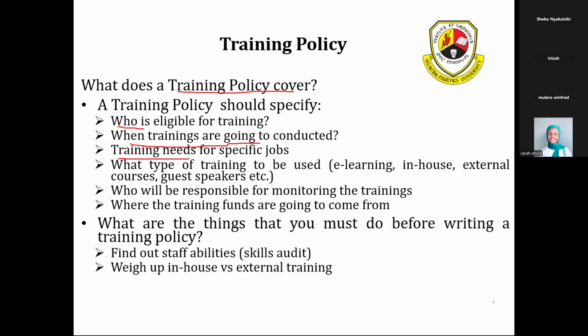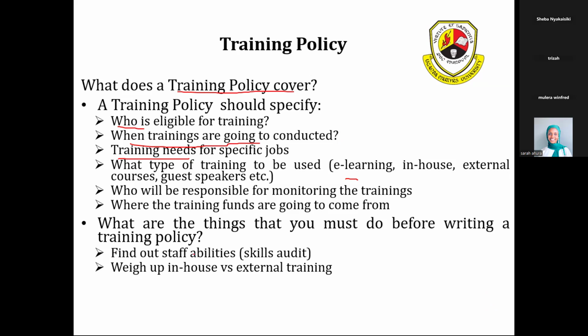What type of trainings are to be used? Are you going to have face-to-face trainings? Are you going to have e-learning? Will you have guest speakers, and so on and so forth? Who is responsible for monitoring the trainings, the funding? Where will the funding come from for this training? So normally, these are just some of the things you may or may not outline. Some things may not be applicable to your organization. Others may be applicable.